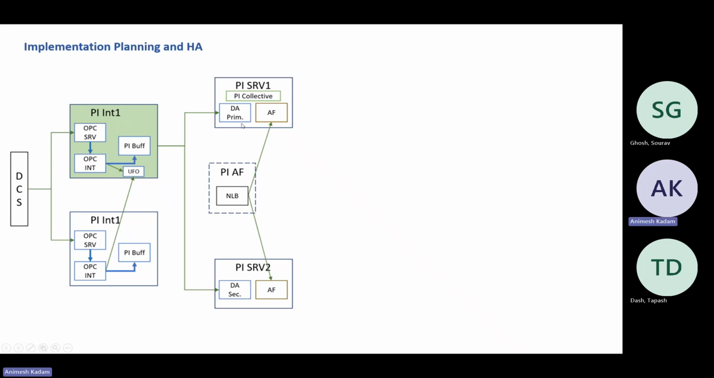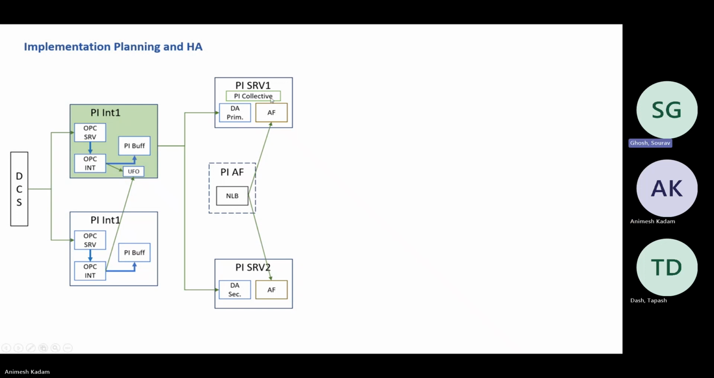And like this primary data archive and secondary data archive will be the identical data archive. So both will be holding exact same information, exact same data. Yeah. You get that, or you want more explanation on the Pi collective?